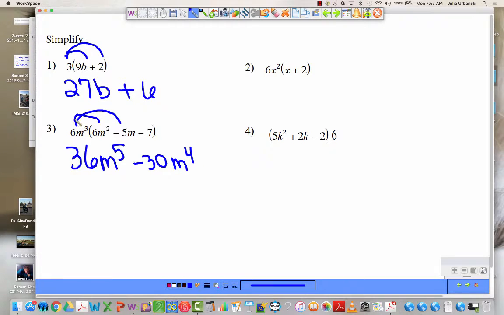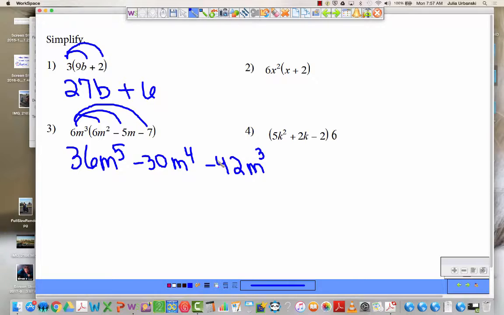And then we have 6n to the 3rd times negative 7. So we multiply the coefficients. 6 times negative 7 is negative 42. N to the 3rd and no m at all. Add that together, you get n to the 3rd. Okay, so just be careful about the exponents. That's going to be the hardest part, is just the exponents.